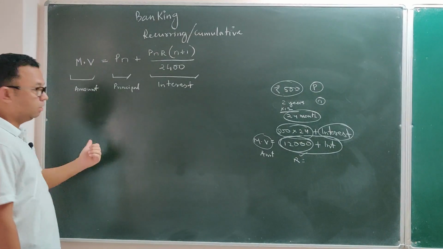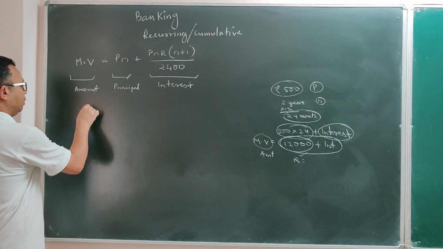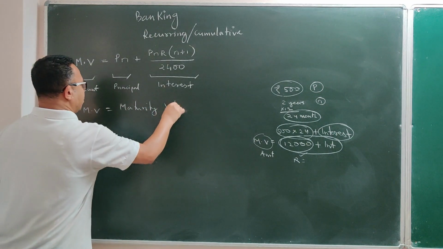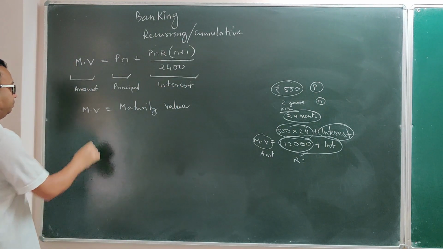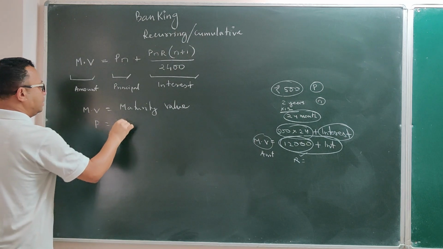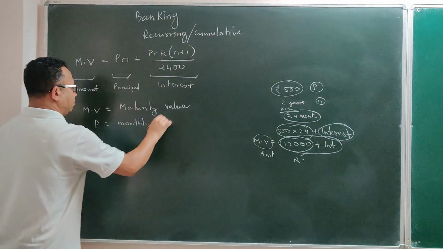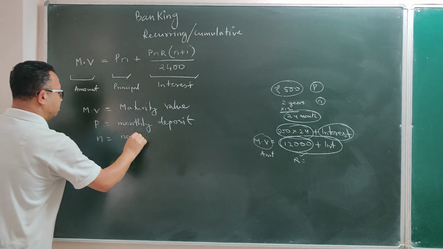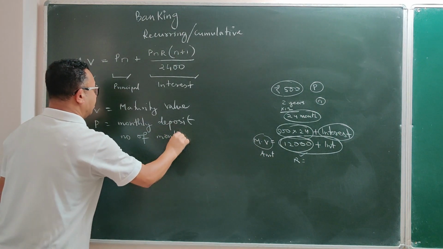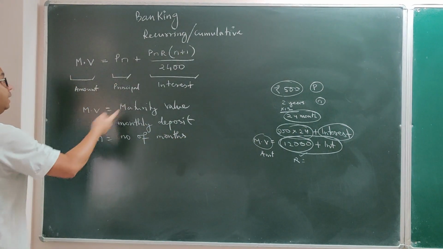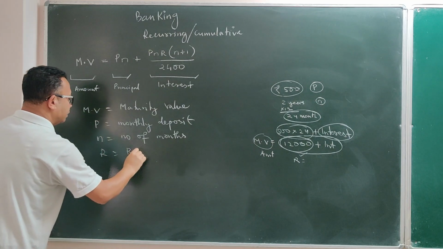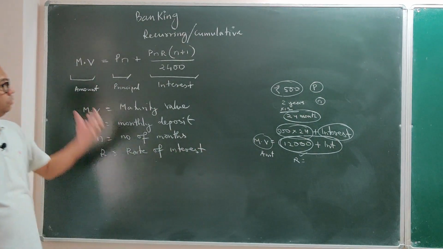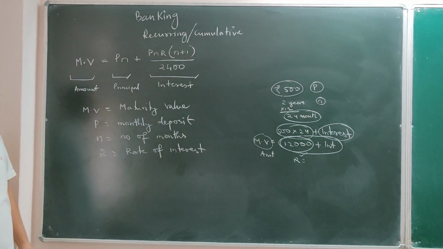This is how we will make a little adjustment in such cases. Now let us also see what all this stands for, since I have not given it yet. MV stands for maturity value. Then P stands for monthly deposit. Then N stands for the number of months. Then again we have P, N, R, and R stands for rate of interest. Alright, so if you know this formula, you will be able to do all types of questions from banking.